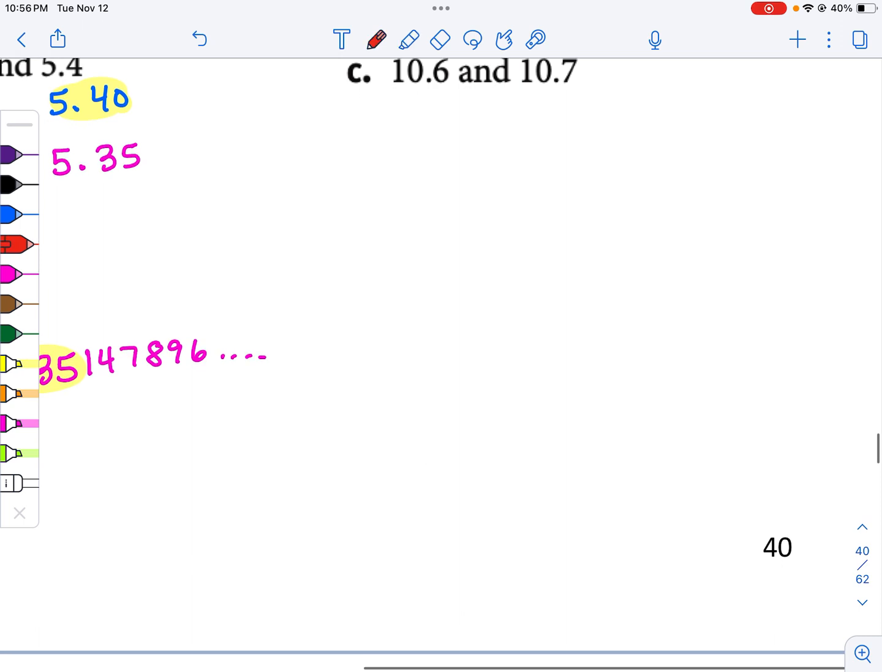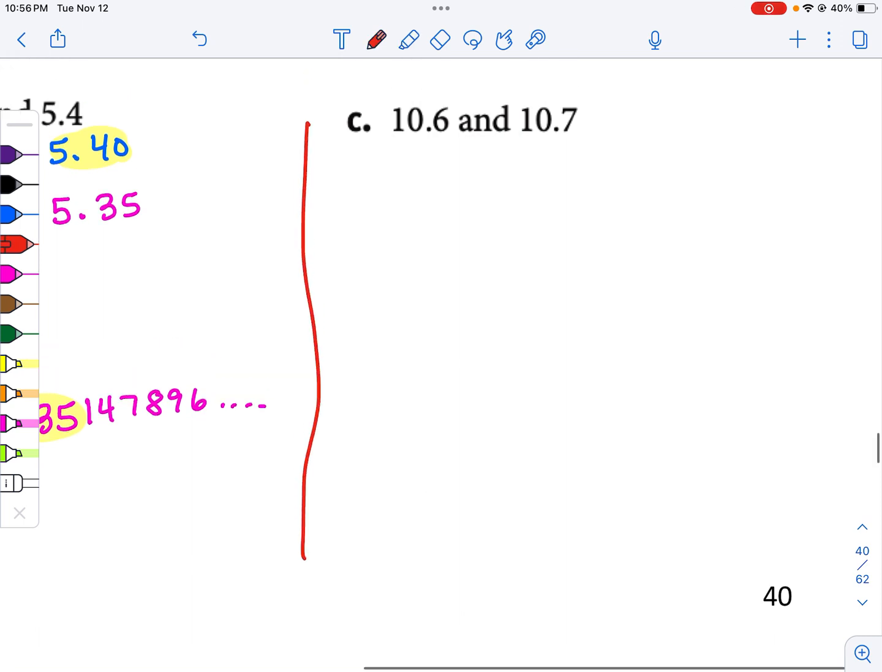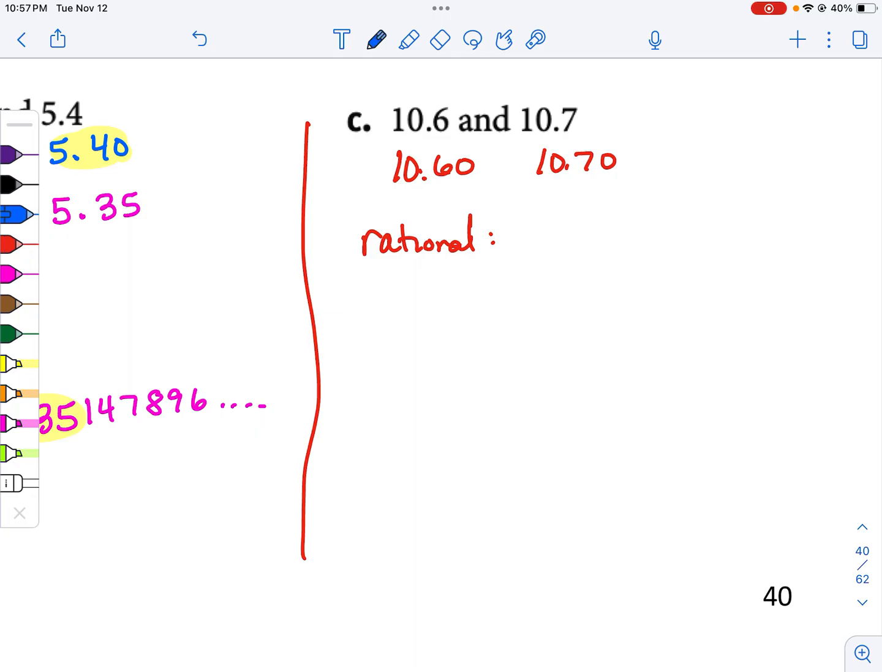All right, the last one we're going to look at on this page is $10.60 and $10.70. So again, if we're looking for a rational number, it has to terminate or it could repeat. So between 10.60 and 10.70, I'm going to say 10.64. Why? I just picked a random 64, 65, 66, 67, 68, 69. It doesn't matter.